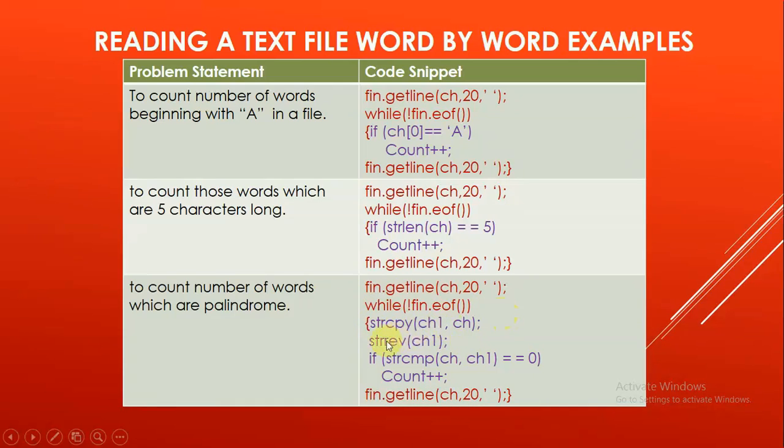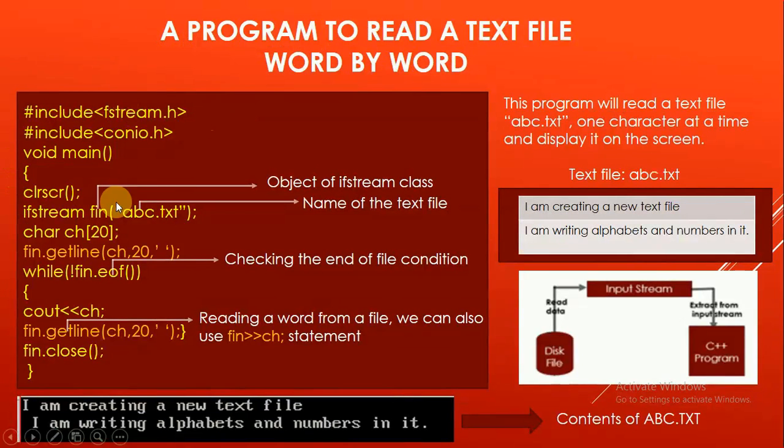So this logic part I have given in another color so that you can understand what operation I am performing on the word which I am reading from a file. Rest of the program will remain the same. You can use the upper portion and the lower portion will remain the same. Only the logic part changes: instead of cout ch, I am performing the required operation on the word which I am reading from a file.